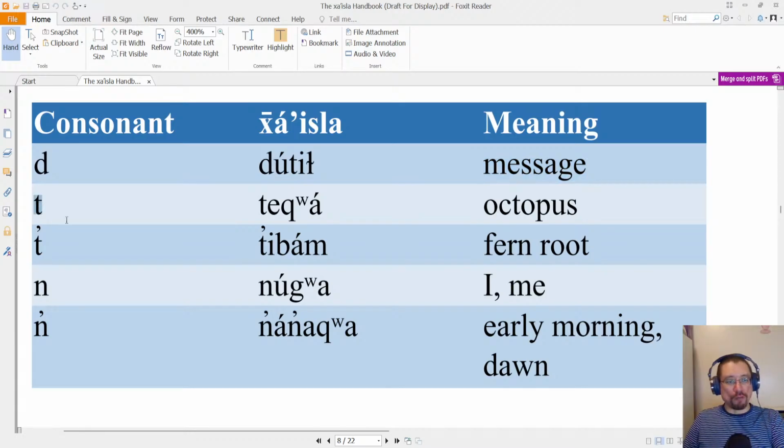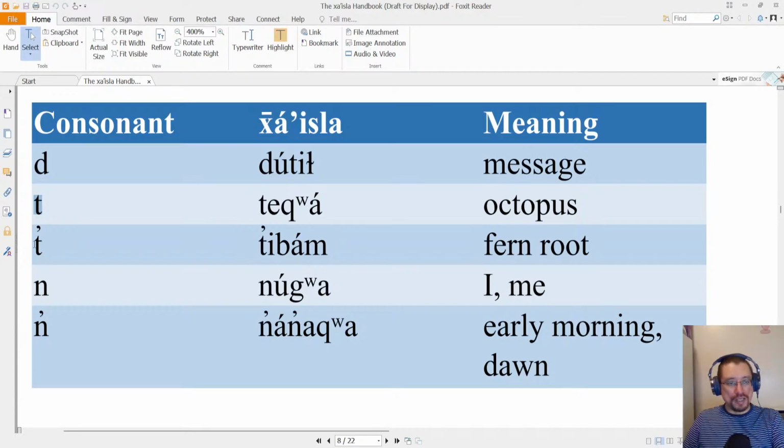Next we have the letter T, a regular letter T. I should point out that there actually is a typo here. This Q, a regular rounded Q, should actually have an apostrophe on top. So this is actually tequa, instead of tequa. That missing apostrophe on top of the rounded Q makes a difference in terms of the pronunciation and also the meaning of the word. Tequa means octopus in the xa'isla language.